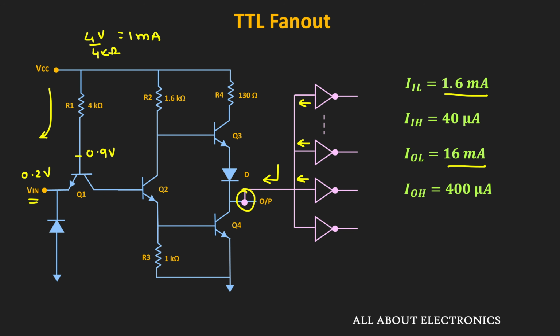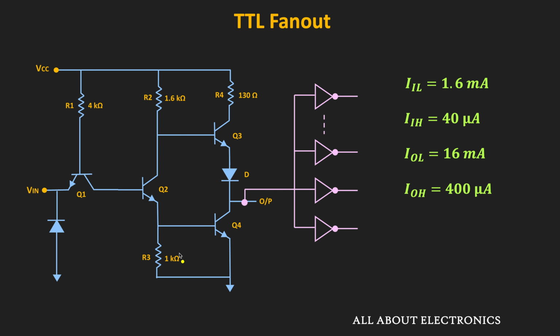So from this we can say that the low state fan out for these TTL circuits is equal to IOL divided by IIL. So here the IOL is equal to 16 milliampere while the IIL is equal to 1.6 milliampere, and therefore the low state fan out is equal to 10. That means whenever the input of the logic gate is low, at that time maximum we can connect up to 10 loads.